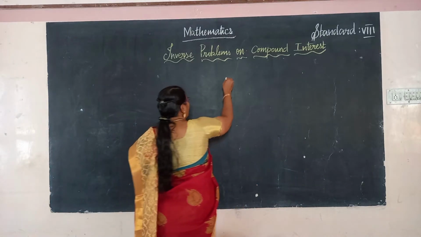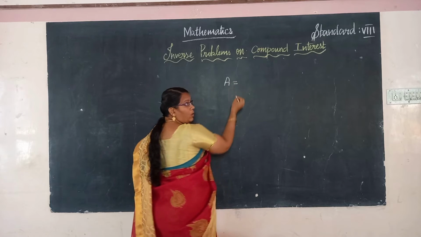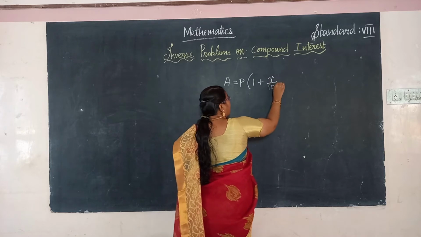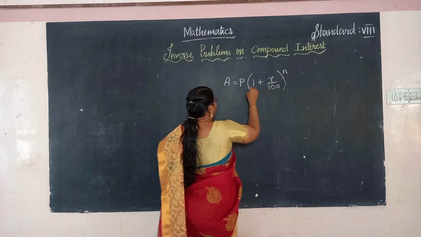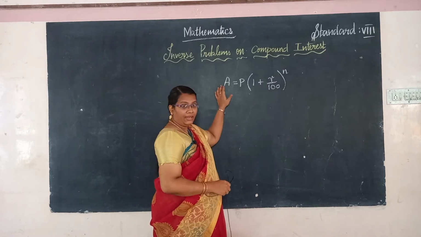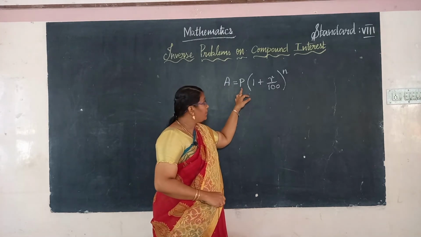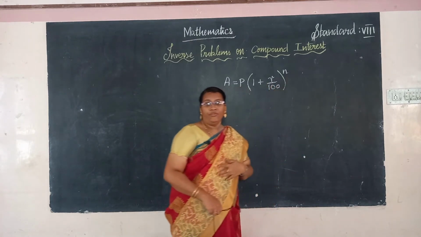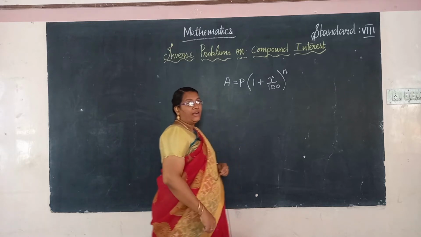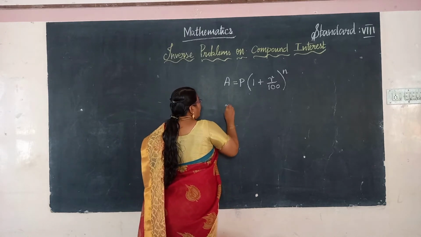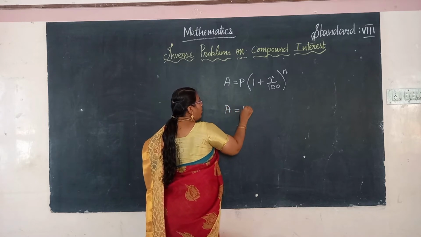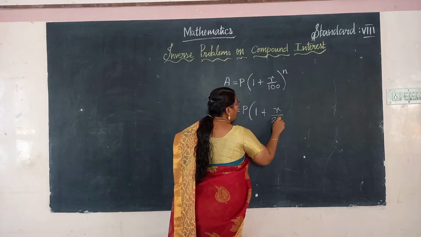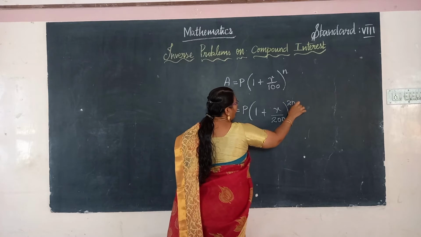For compound annually, which formula have we used? The accumulator formula: A is equal to P of 1 plus R by 100 the whole power n. Here A is the amount, accumulator factor, P is the principal, R is the rate of interest in percentage, and n is the number of years for compounded annually. And the second one, half yearly: A is equal to P of 1 plus R by 200 the whole power 2n.